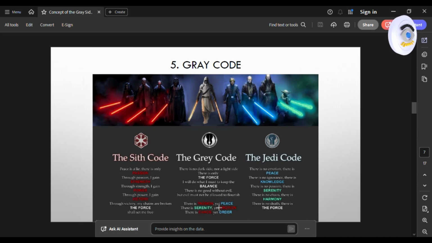So the grey side tries to connect those two things together. They want passion, but relatively peaceful. They want emotion, but relatively serene. They want, and here is the hardest part, chaos and order at the same time. Now, is that even possible?